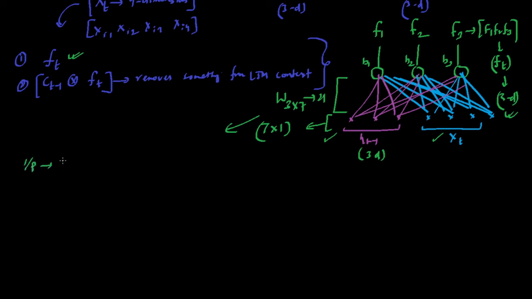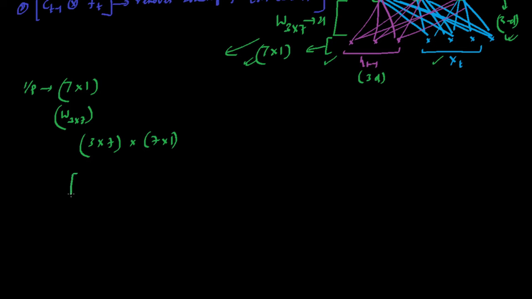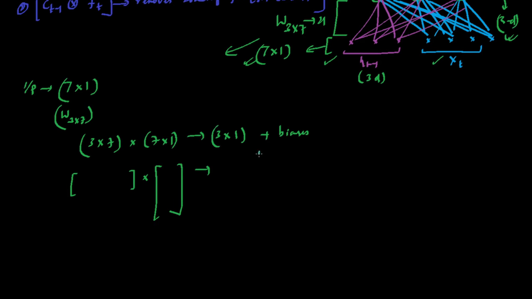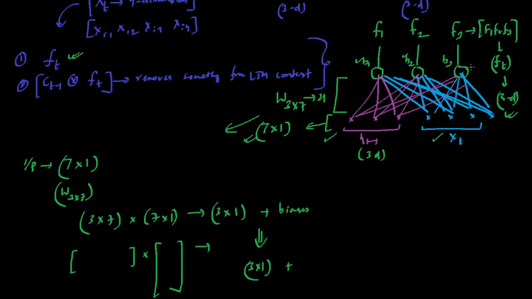Now, what is my input? My input is 7 cross 1, right? This part. And we have 3 cross 7 here. So, if you do a matrix multiplication, 3 cross 7 multiplied with 7 cross 1 is always going to be a 3 cross 1 matrix. Okay? And then you also add the biases. All my biases are B1, B2 and B3, so this eventually is nothing but 3 cross 1 plus all my biases, which are 3 cross 1.